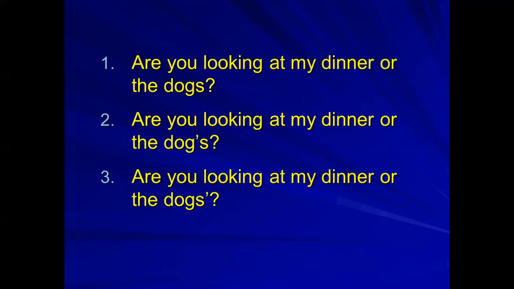You'll notice this one does not have the apostrophe. This one has the apostrophe between the G and the S. This one has the apostrophe after the S. Now, if you understand how apostrophes work, you should be able to describe for me how that apostrophe placement, or lack thereof, changes the meaning of this particular question.